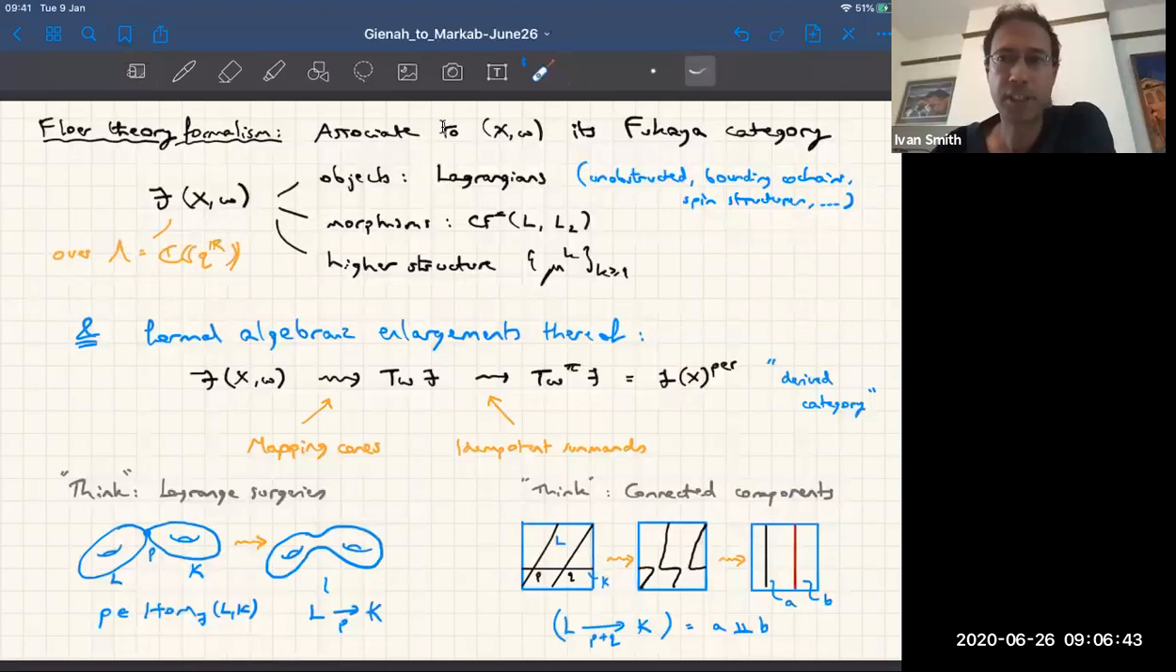The morphisms are the Floer cochain groups. And then there's this kind of mass of higher structure coming from the A-infinity structure. And I'll be thinking about the sort of general setting in which one defines this over the sort of universal one variable Novikov field. So sort of C((q^R)).